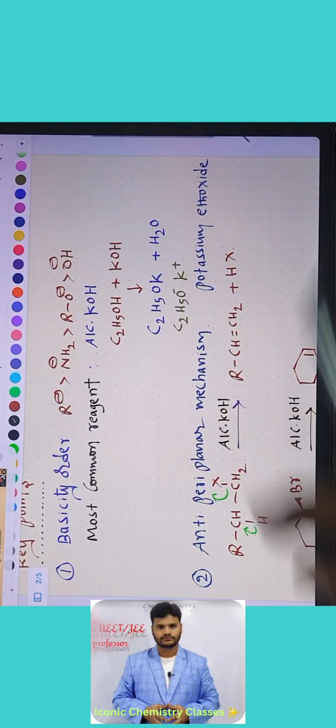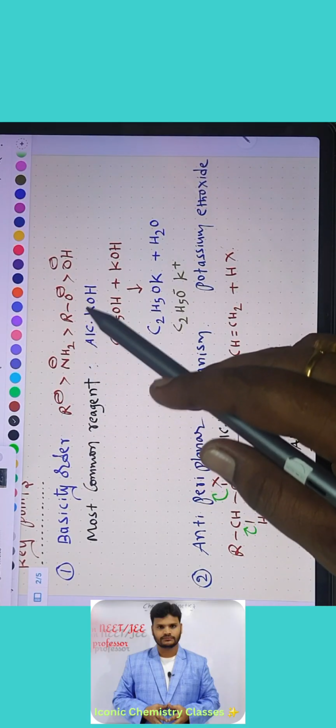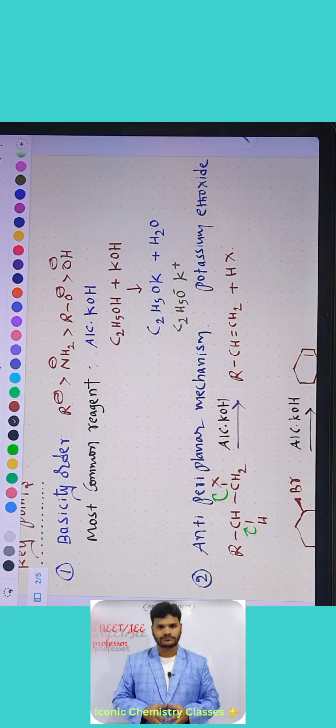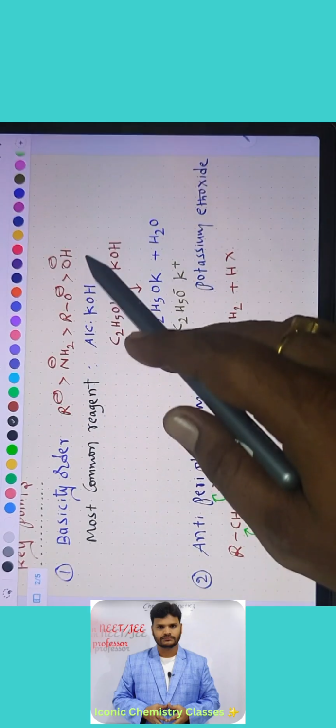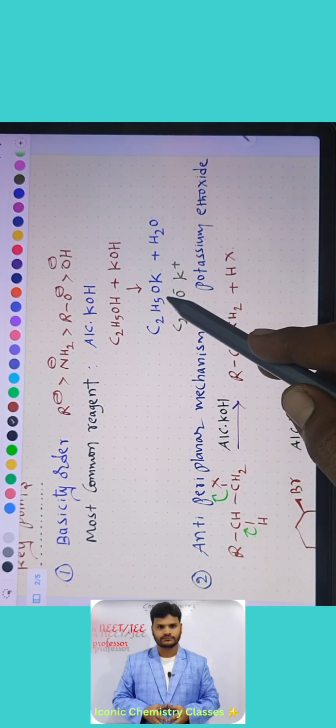First point, basicity order: R minus greater than NH2 minus greater than RO minus greater than OH minus. Clear na? Actually, right to left basicity increases in the periodic table. R minus is nothing but like CH3 minus. These are strong bases. Most common reagent is alcoholic KOH. Alcohol plus KOH. You will get like this.